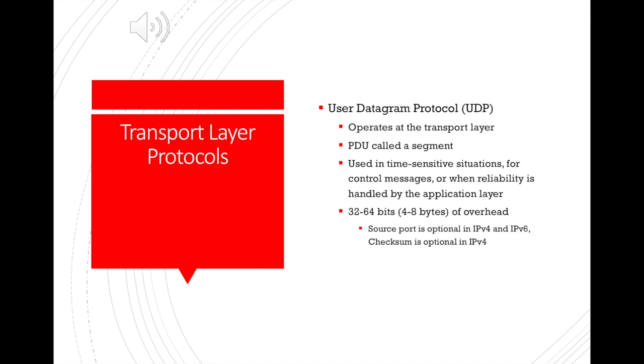As you can see, there's nowhere near as much overhead in the size of the packets being sent. So it does have a useful point. Most DNS requests, for example, are UDP. And we'll go into DNS a little bit later as well. But it's also important to remember that UDP has a PDU, and that PDU is referred to as a segment. It's used in time-sensitive situations for control messages or when reliability is handled by the application layer.